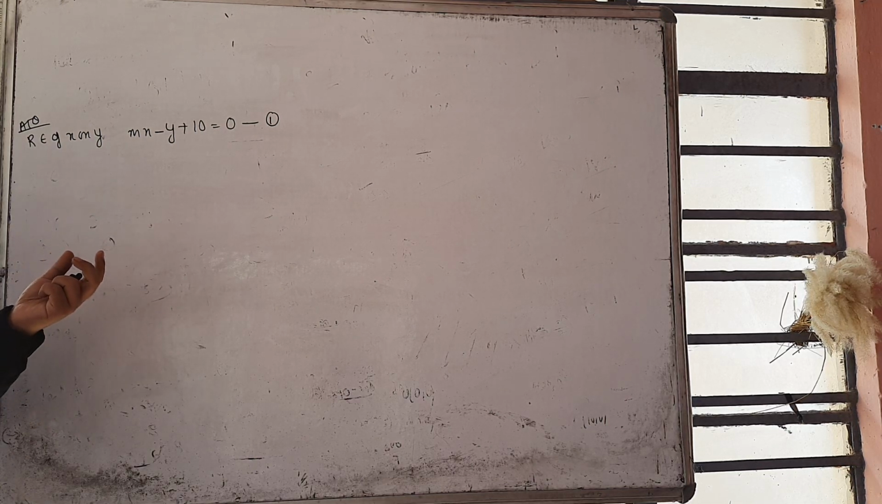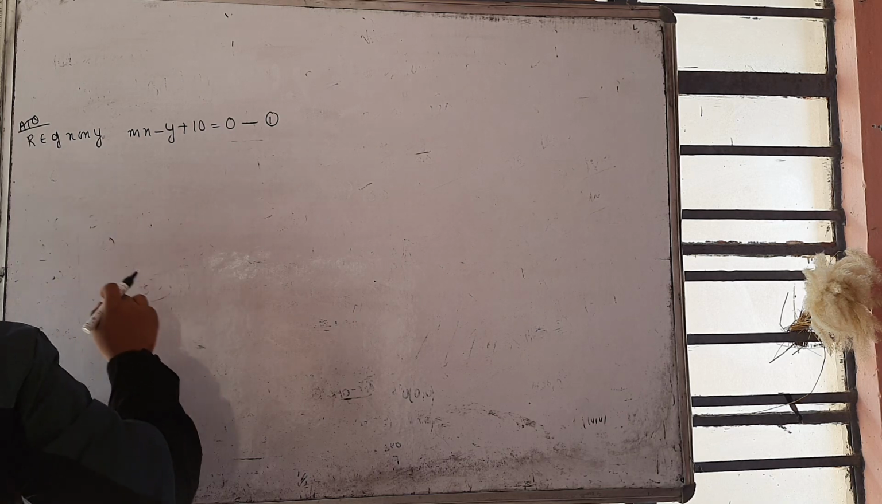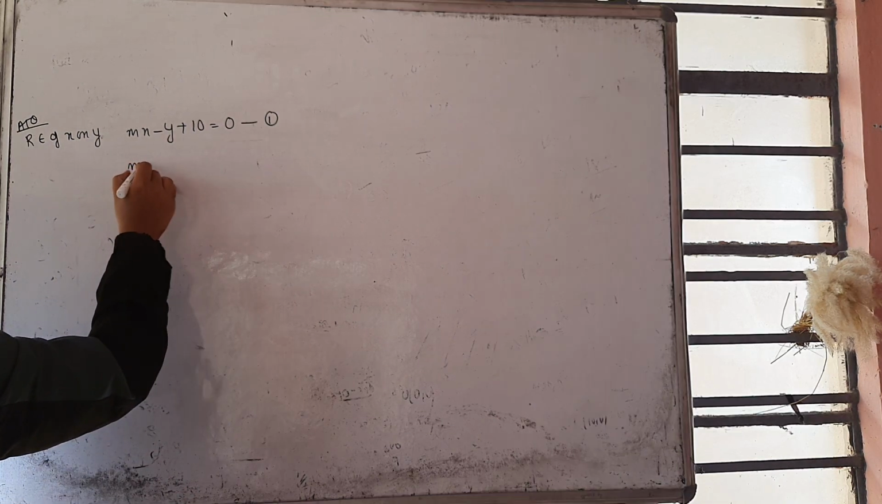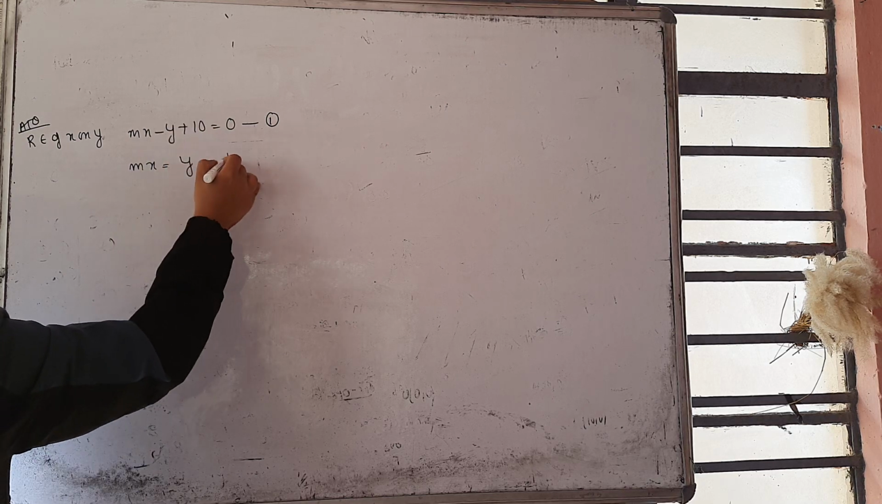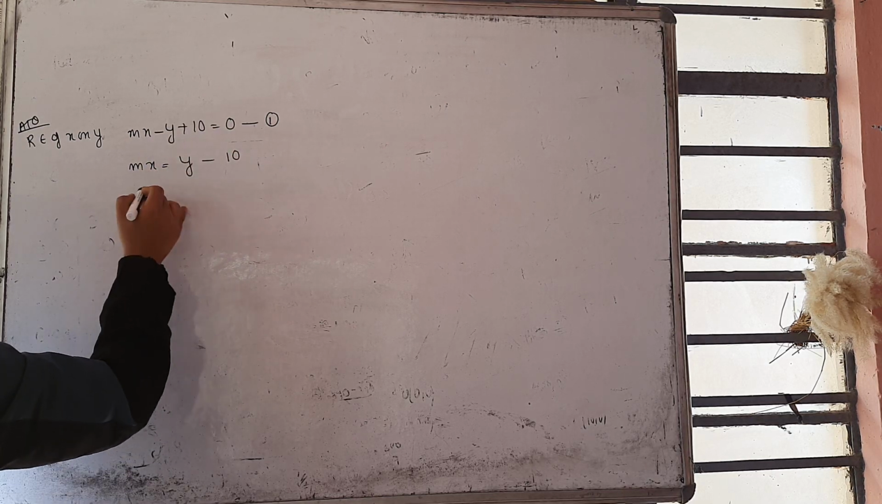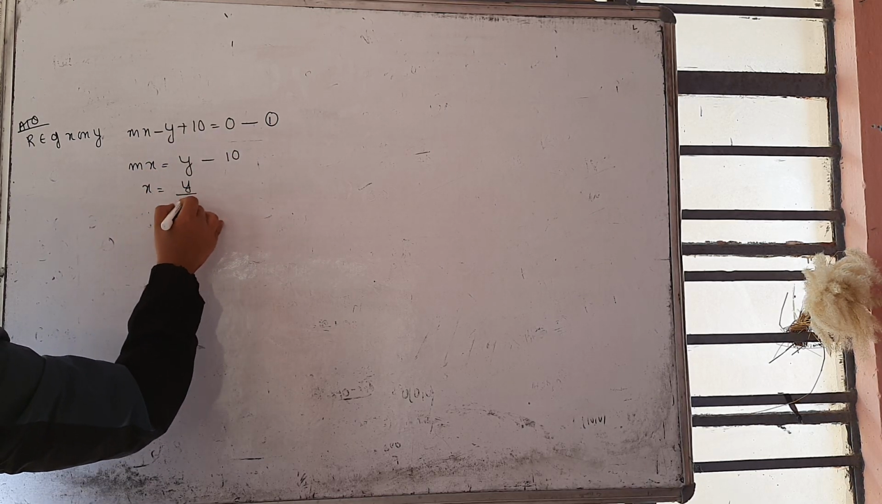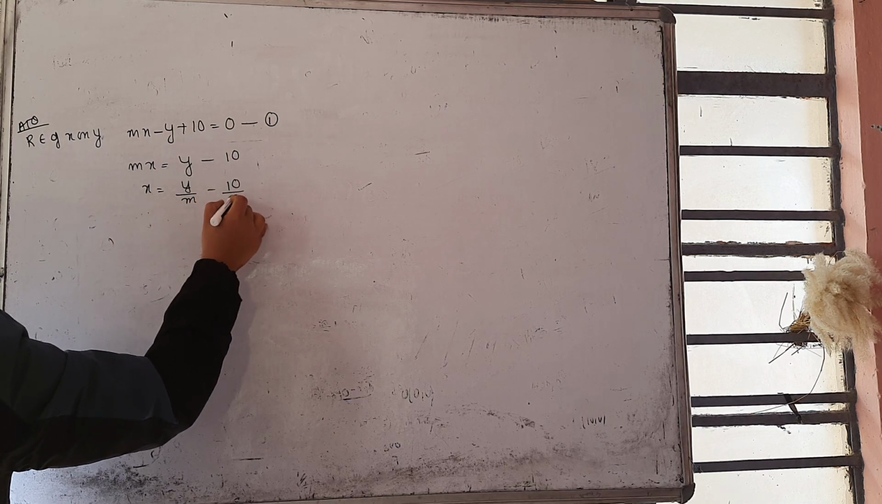So if it's x on y, what did I tell you? You have to rewrite the equation in terms of x. Make x the subject. Is it clear, everyone? So make x the subject. What do you get? mx equal to, come on, plus y minus 10. m comes down. x equal to y by m minus 10 by m.